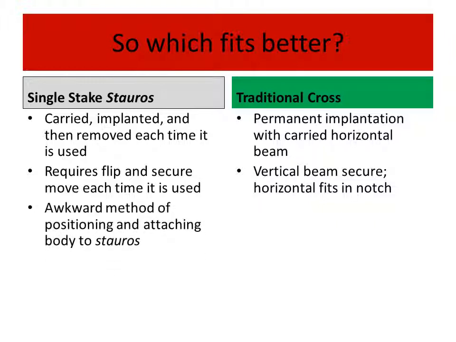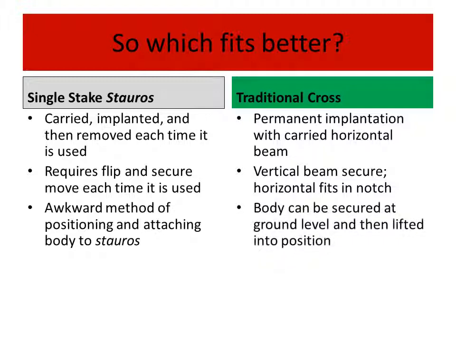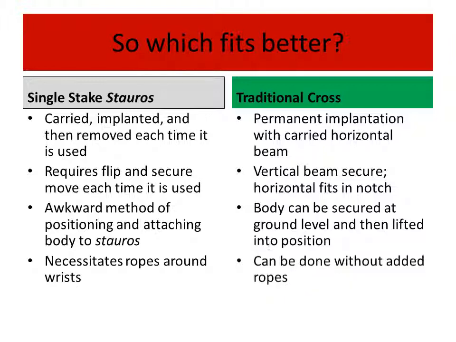With a single stake, you have a very awkward method of having to position and attach the body each time you want to do it. On a traditional cross, you've got the body secured at the ground level where you can control it, and then once it's done, you can put it into position with no muss, no fuss, as it were. The single stake, you now pretty much need ropes around the wrist to make sure that you don't waste excess soldiers' time. They can be off doing other things. The traditional cross, you can do it without the ropes. You throw the person down, you grab the one arm, nail it, grab the other arm, nail it, lift it up, there you go. All nice and easy.